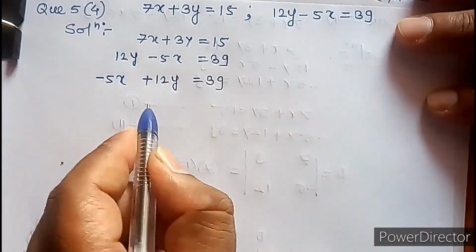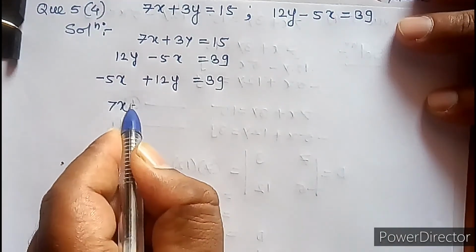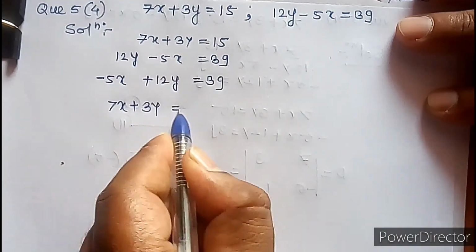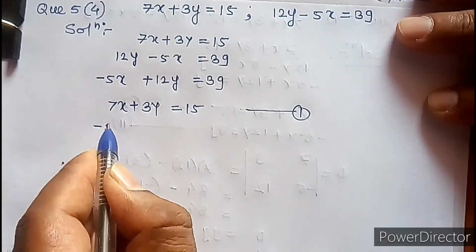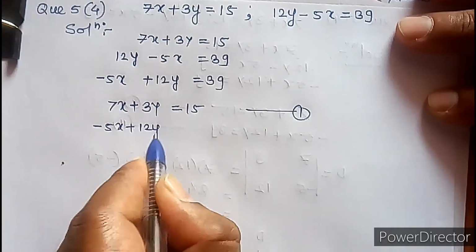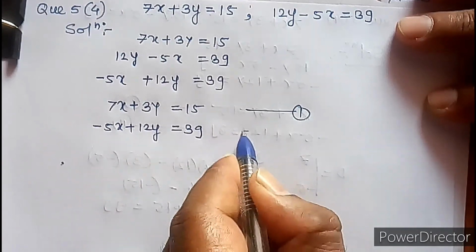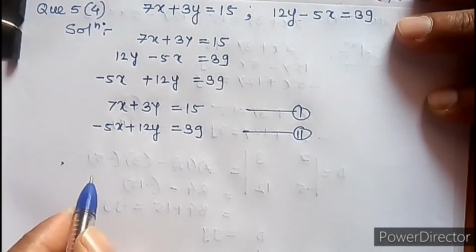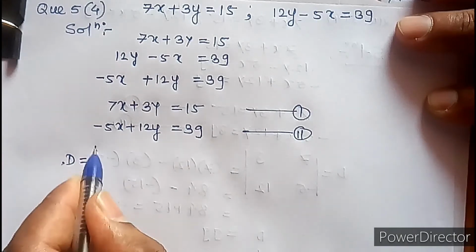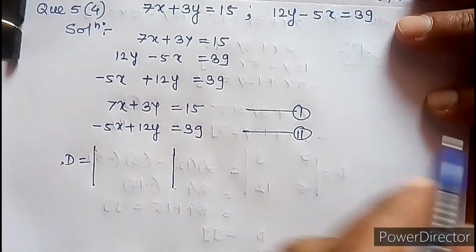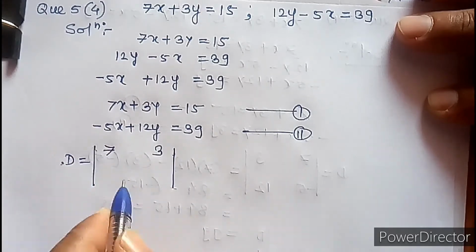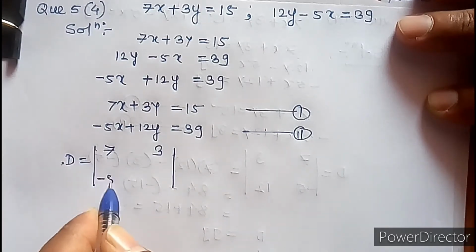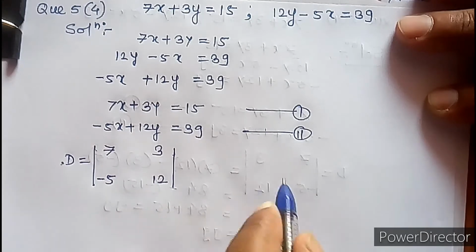Now the first equation is 7x plus 3y equals 15, that is equation number 1, and the second equation is minus 5x plus 12y equals 39, that is equation number 2. Now we have to find the value of d, that is d equals the coefficients of the first equation, 7 and 3, and in the second row the coefficients of the second equation, that is minus 5 and 12.